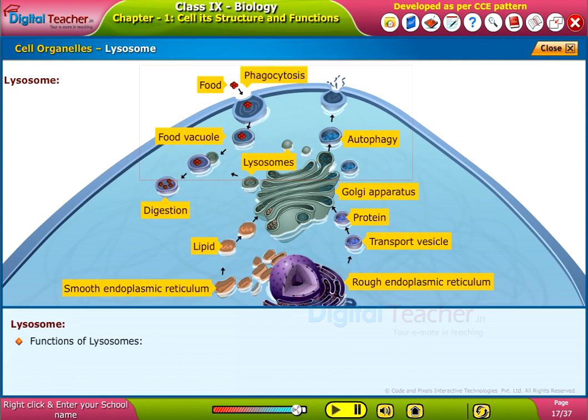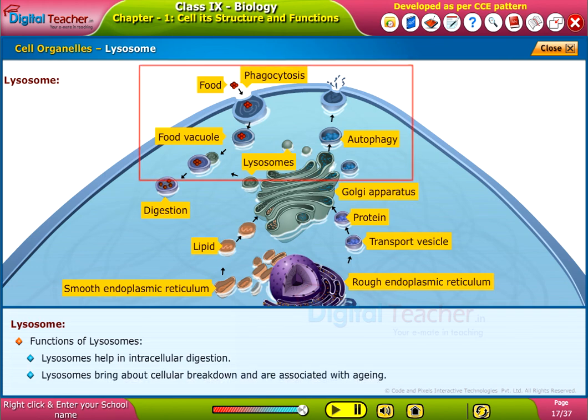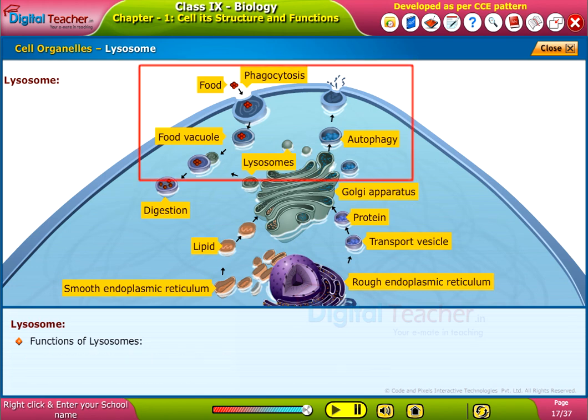Functions of lysosomes. Lysosomes help in intracellular digestion. Lysosomes bring about cellular breakdown and are associated with aging. They provide energy during starvation.